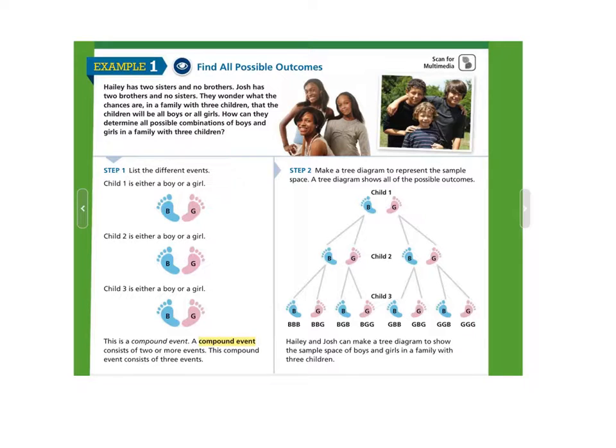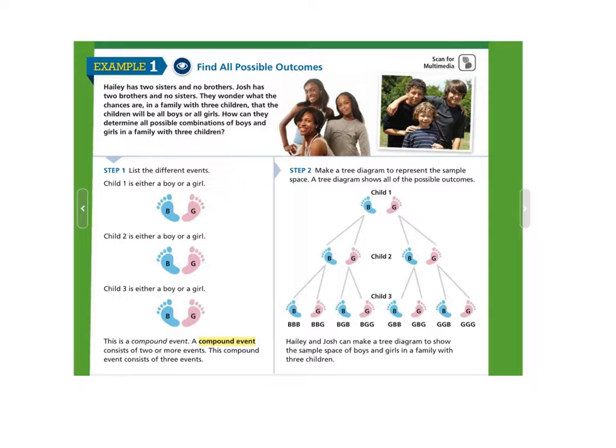Example 1. Haley has 2 sisters and no brothers. Josh has 2 brothers and no sisters. They wonder what the chances are in a family with 3 children that the children will be all boys or all girls. How can they determine all possible combinations of boys and girls in a family with 3 children?